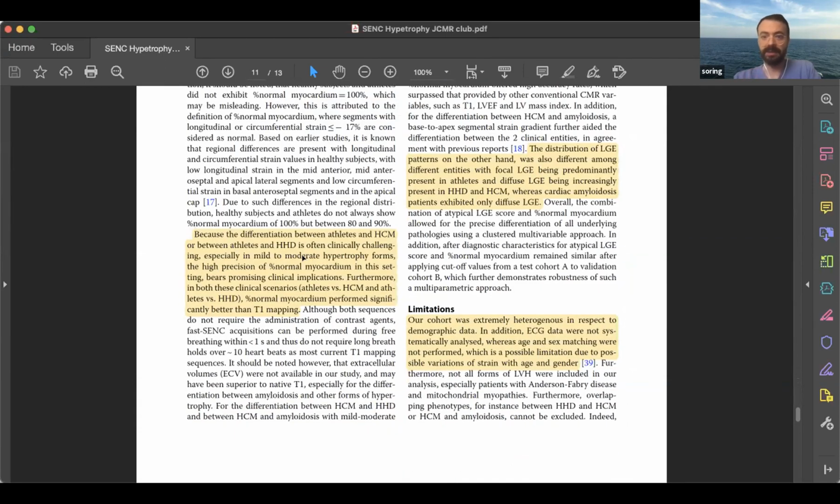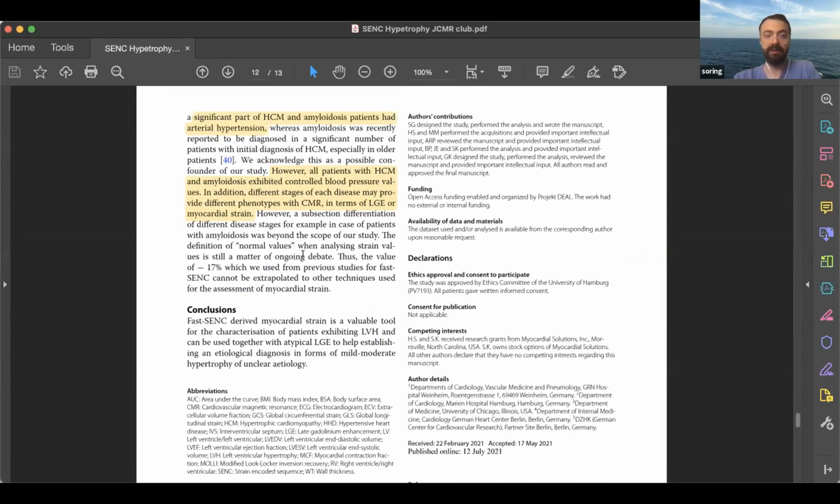Of course, the study had some limitations. Our cohort was extremely heterogeneous with respect to demographic data. In addition, ECG data were not systematically analyzed, and age and sex matching was not performed, which can be possible limitations. However, fast-derived myocardial strain, based on our data, is a valuable tool for the characterization of patients exhibiting left ventricular hypertrophy, and can be used together with atypical late enhancement to help establish an etiological diagnosis in patients with left ventricular hypertrophy, and especially in patients with mild moderate hypertrophy of unclear etiology.